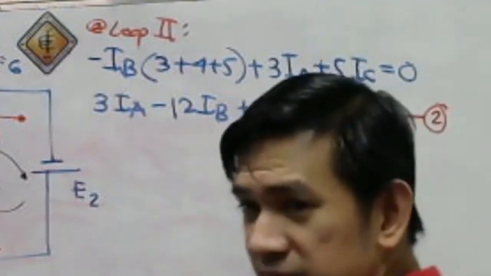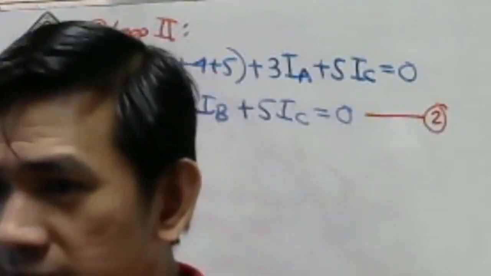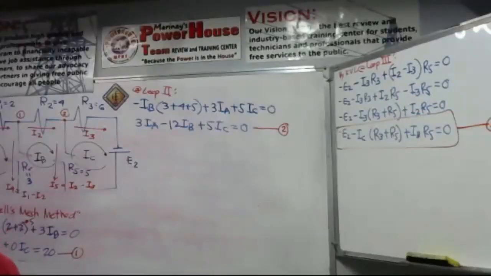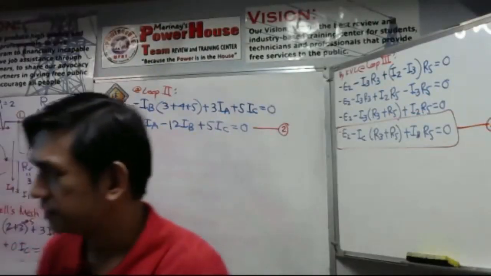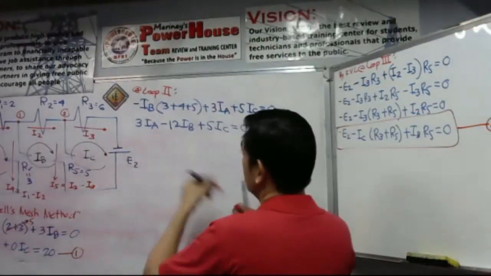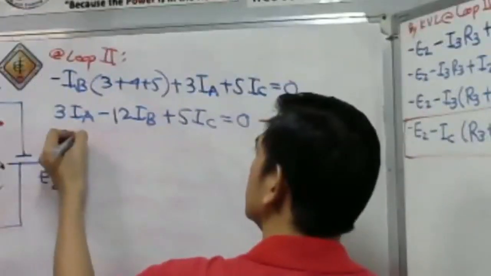Okay, nakapasok na ba si Leo? Okay, naririnig na ako ngayon, Leo? Okay, sige. So, let's go now with loop number 3.